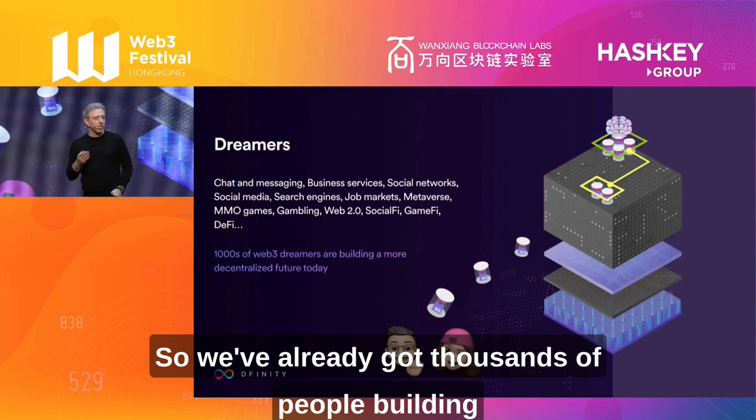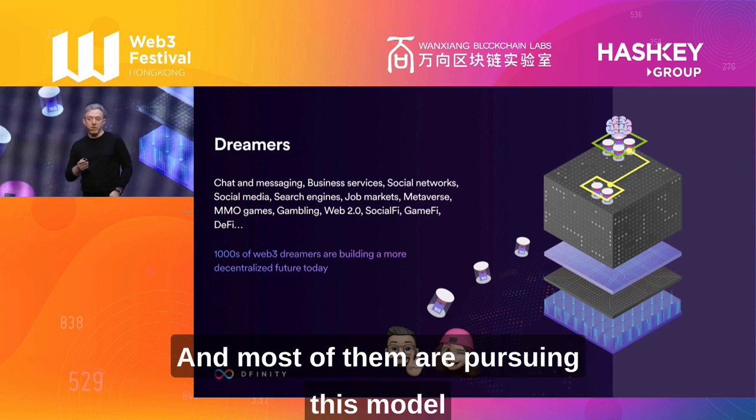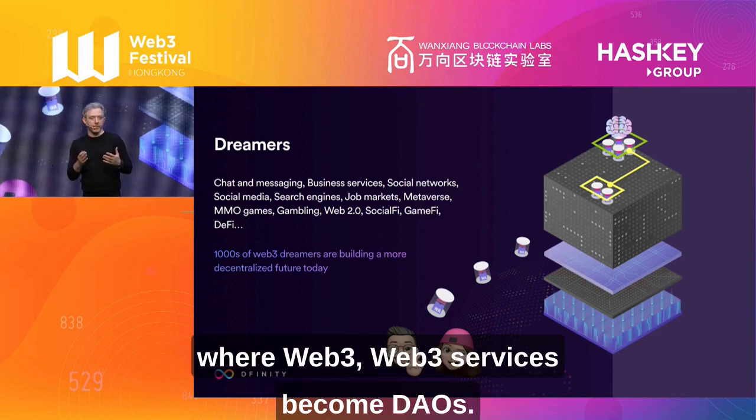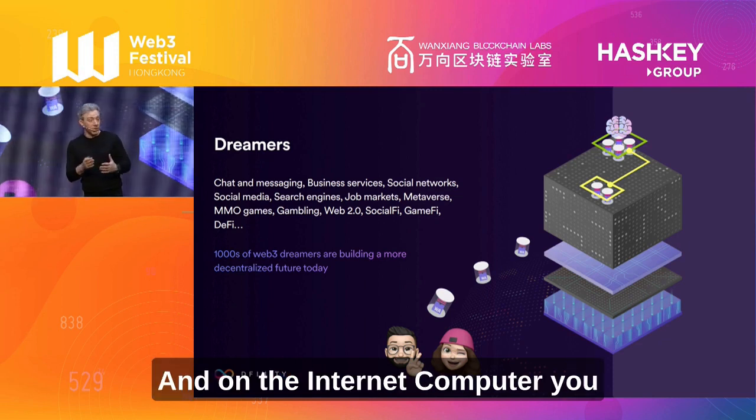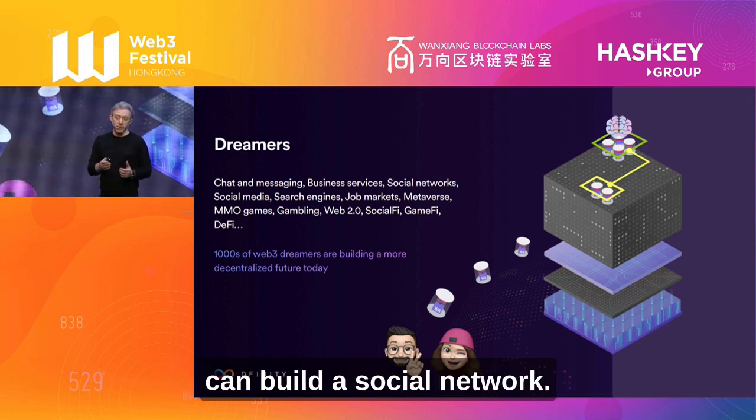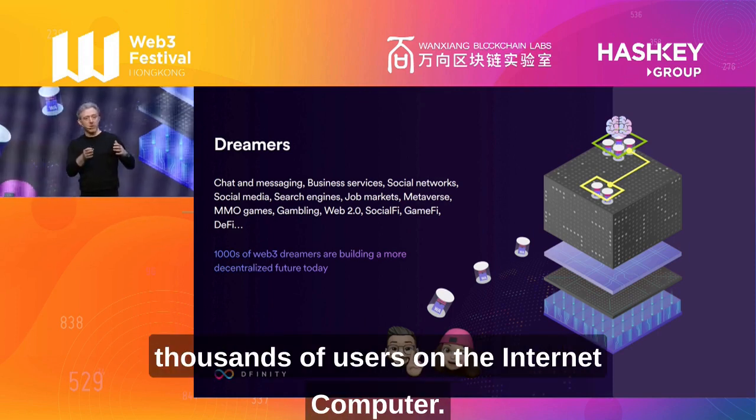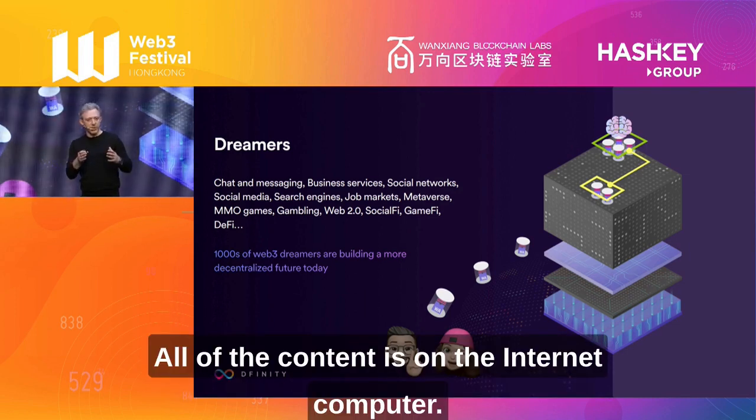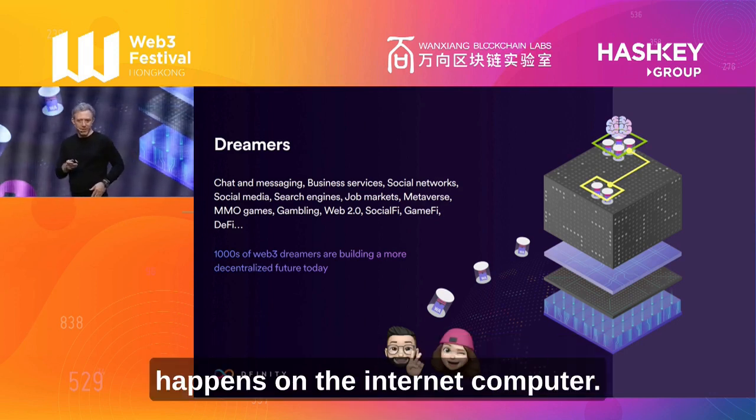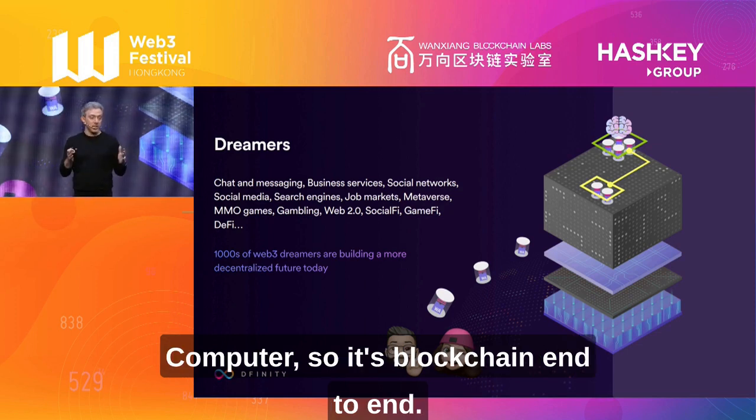We've already got thousands of people building very, very interesting things on the internet computer. And most of them are pursuing this model where Web3 services become DAOs. They actually become DAOs. And on the internet computer, you can build a social network. There are projects now with hundreds of thousands of users on the internet computer. There's no Amazon Web Services. All of the content is on the internet computer. All of the data processing happens on the internet computer. The user experience is on the internet computer. So it's blockchain end to end.